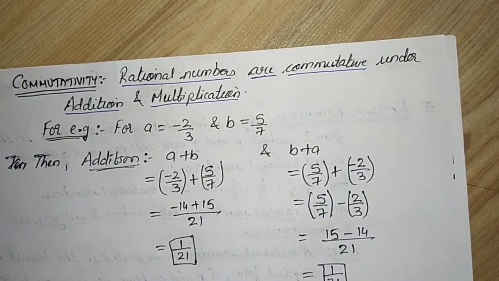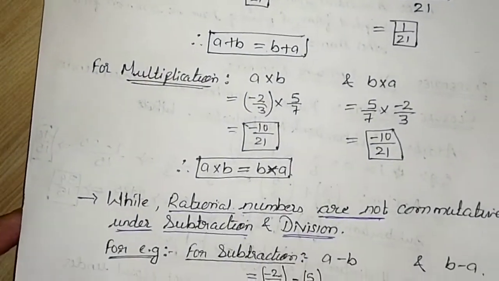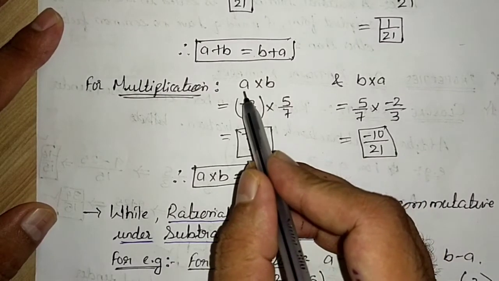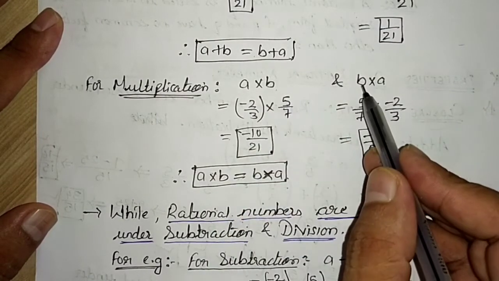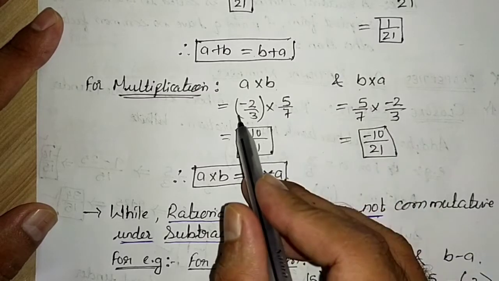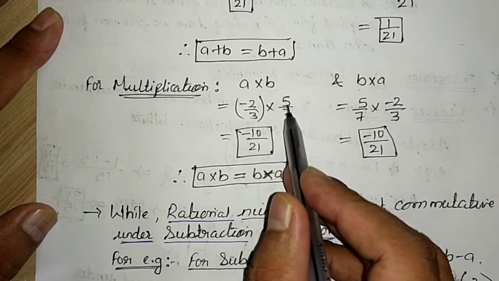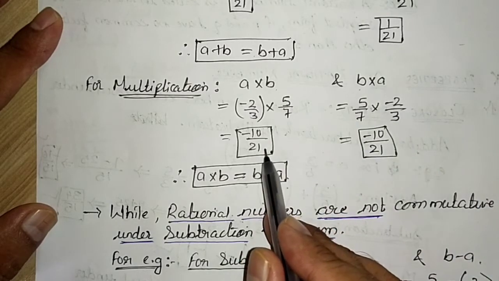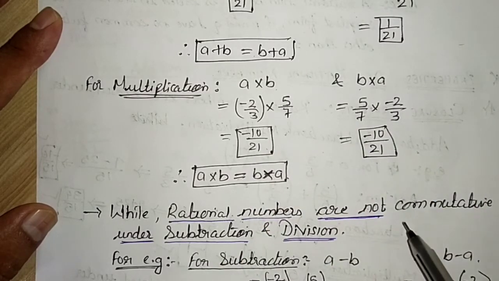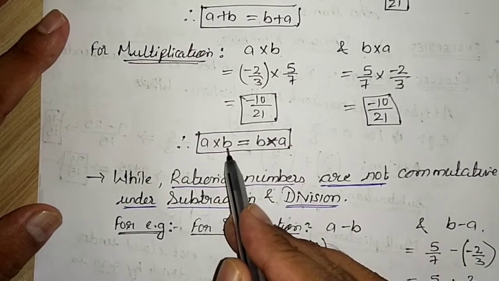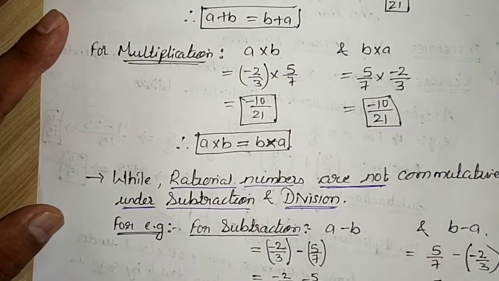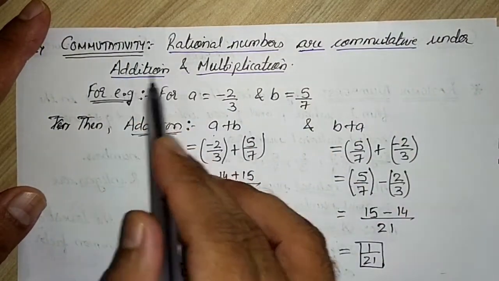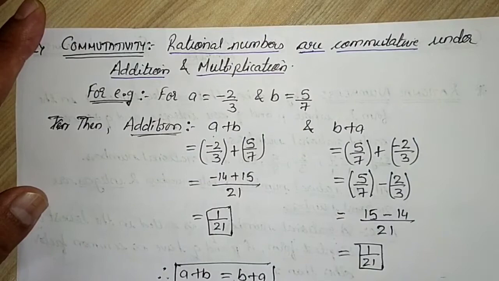Let us see with another example for multiplication. I have taken the same two numbers. I have multiplied first a into b and also b into a. This is a and this is b. Then I have multiplied b into a. The resulting answer is -10 by 21 and -10 by 21. So I can say that a into b is equal to b into a. That means rational numbers are commutative under both addition and multiplication.